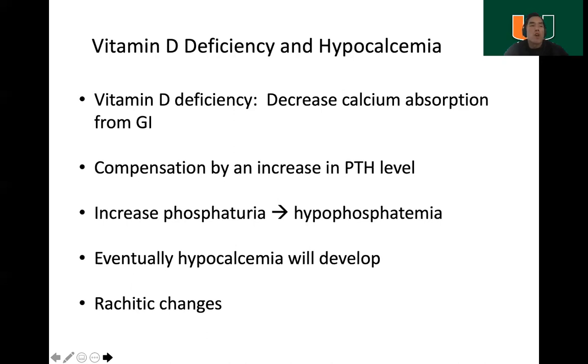So in my first job after fellowship in Ohio, I saw a few infants and toddlers who presented with vitamin D deficiency rickets due to being exclusively breastfed without vitamin D supplement.